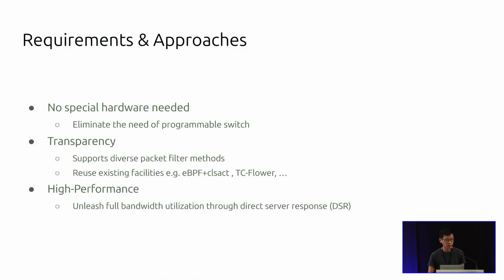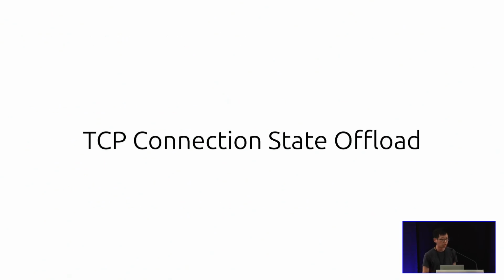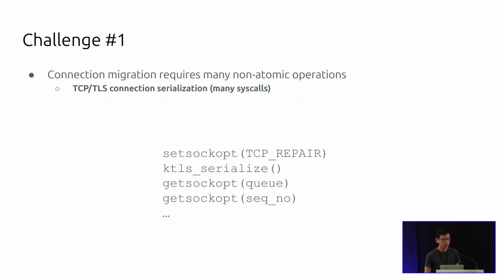And finally, we would like all the backends to be able to perform direct server response in order to fully unleash the potential of the 100 gigabit per second link. So the method we're using, we call it TCP connection state offload. Offload in the sense that we're offloading the processing to another place by moving the TCP connection endpoint from the front end to the back end directly.